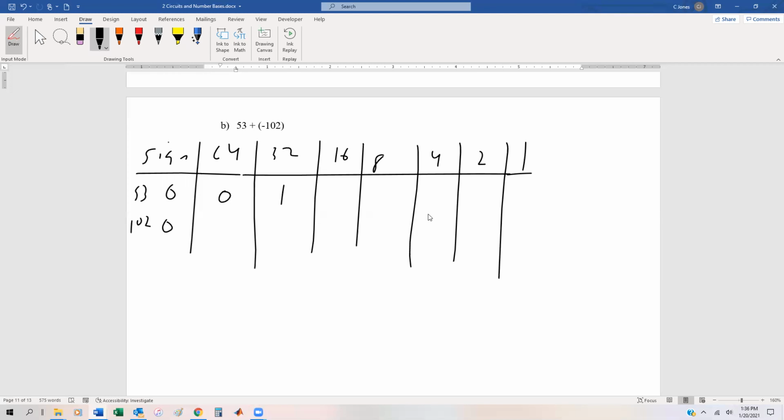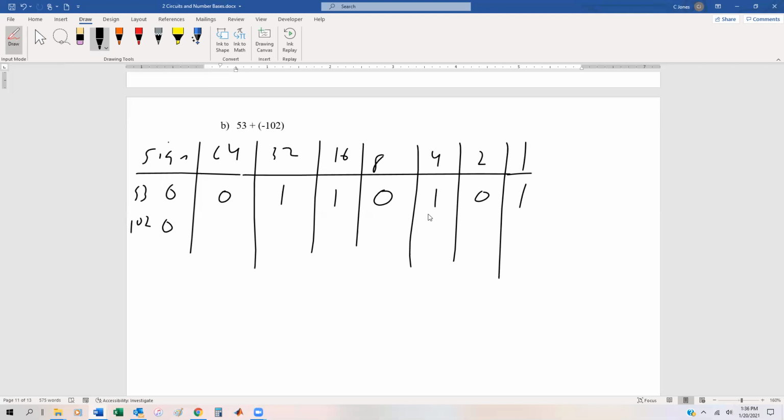If we subtract 32 from 53, that leaves us with 21. And now we have 5. All right, so 21 minus 16 is 5. And to get 5, we just need a 4 and a 1. All right, so that one's pretty easy.